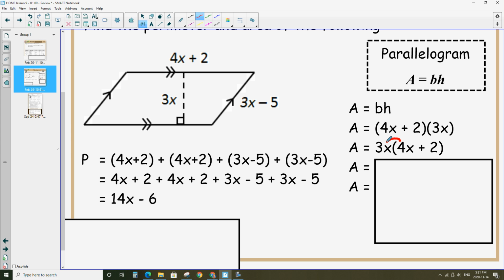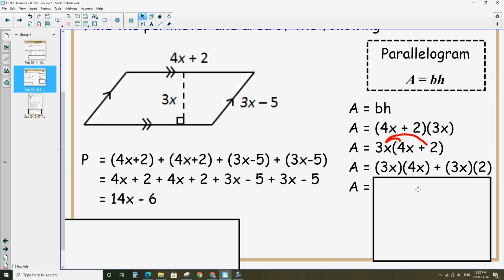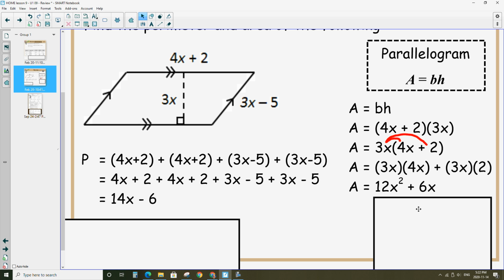So 3x times 4x and then 3x times 2. So 3x times 4x is 12x squared. And then 3x times 2 is 6x. So there you go. Those are my simplified expressions for perimeter and area.